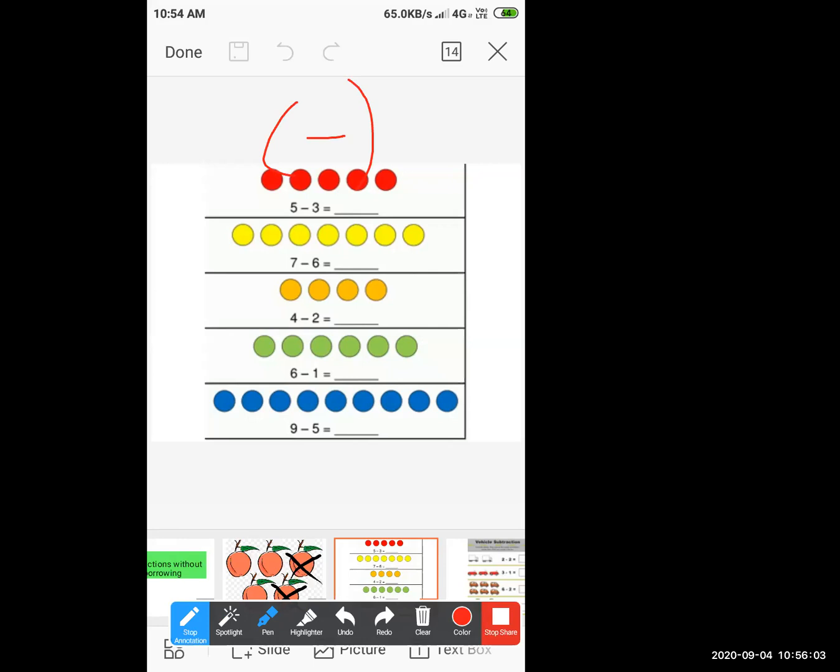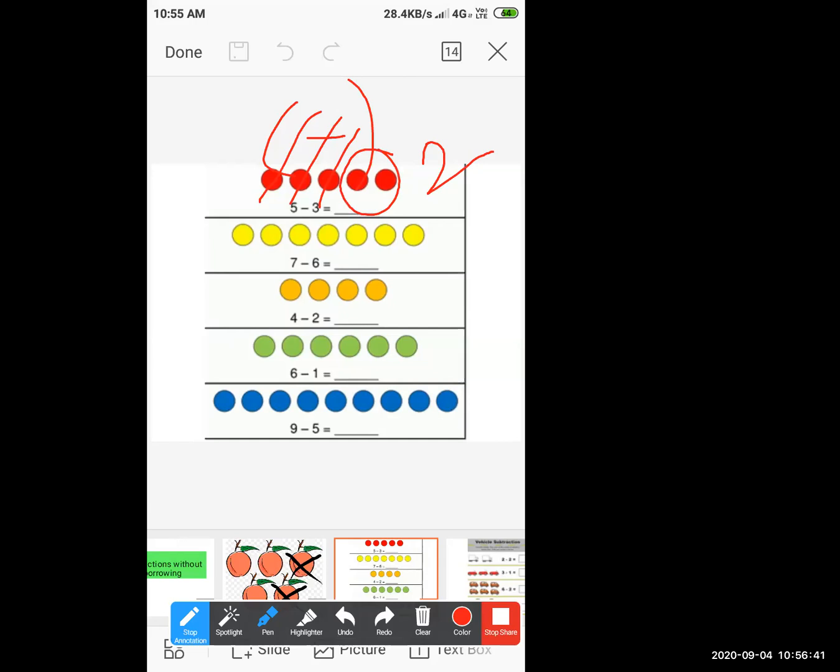Okay, now the first sum. 5 balls are given to you. 5 minus 3. That means you want to cut 3 circles from 5. So how many remaining circles are there? Give me the answer in the chat box. Yes, correct answer. Total 2 are remaining over here.